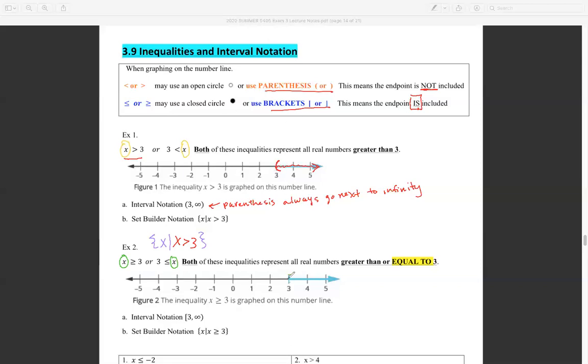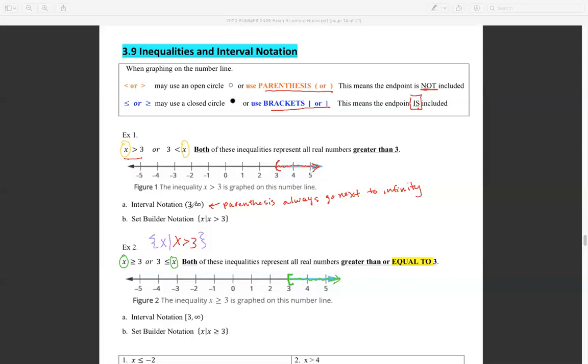So we're at the 3, we're going to put a bracket, and it's still greater than or equal to 3, so we're still going to the right forever. So again, the only difference here is we're using a bracket instead of parentheses. So in interval notation, we'll also have a bracket here. So that means we're allowed to use 3.